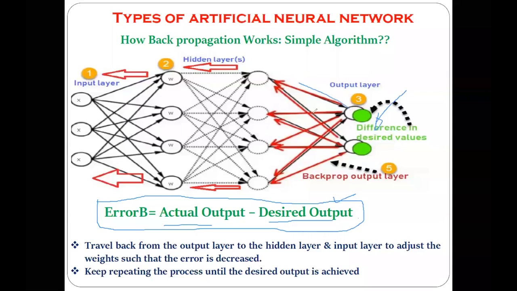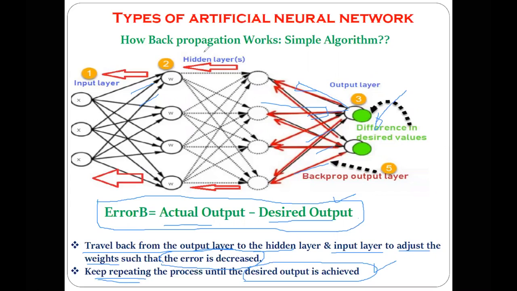You can see, and again on that some weight adjustment is done. And again its processing happens. Again it comes back to the output layer, and the same thing I have mentioned: the error generated travels back from the output layer to the hidden layer and again to the input layer to adjust the weights such that the error gets decreased. These particular things keep repeating. This processing will keep repeating until the desired output is achieved.